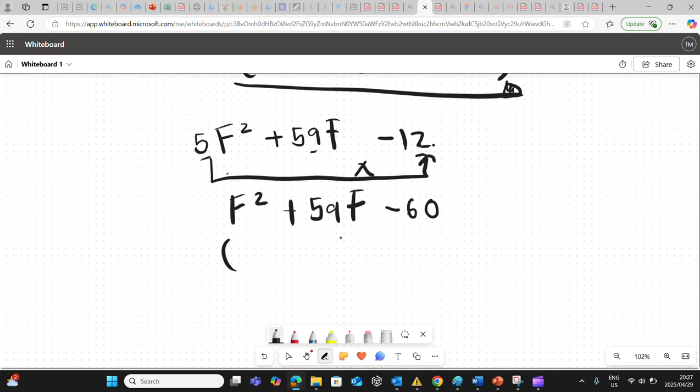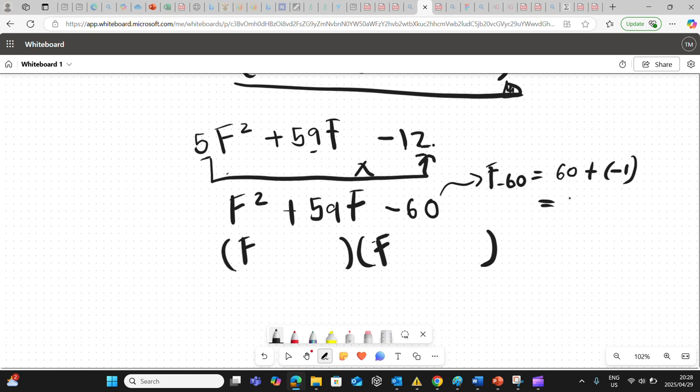Then now we've gotten this, we factorize this. Square root the f squared, you get an f and an f. Factors of negative 60 that add to give you 59 is a positive 60 that is being added with the minus 1. And this is how you get to a 59. So one of my factors here is a 60. The other factor here is a negative 1.